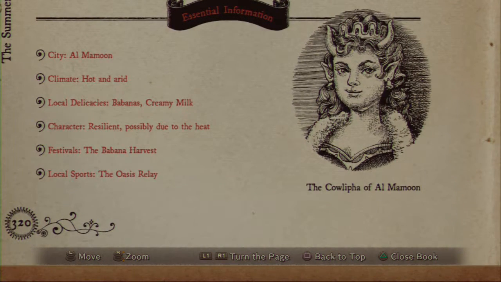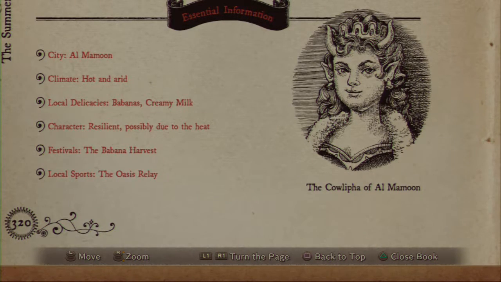Let's go down to our essential information. City, Mamoon. The climate is hot and arid. The local delicacies are babanas and creamy milk, and once we help that guy at his stall, it will also be the tikka mahala, but that's neither here nor there. Character, resilient, possibly due to the heat. The festivals that take place here are the Babana Harvest, and the local sport is Oasis Relay.